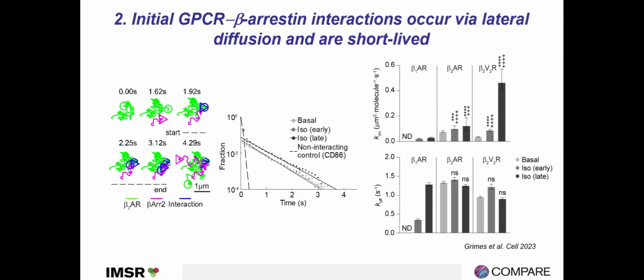This is beta 1, beta 2, and beta 2 V2, which go from very weak to strong interaction. The rather surprising thing for us is that we could estimate K on and K off for those interactions, and most of the higher affinity seems to be encoded by K on and not so much by K off. So it looks like receptors that have stronger interaction with beta-arrestin do so because they have a higher probability of forming a complex with beta-arrestin rather than staying longer together with it, at least for the very initial interactions, which is what we're looking at.